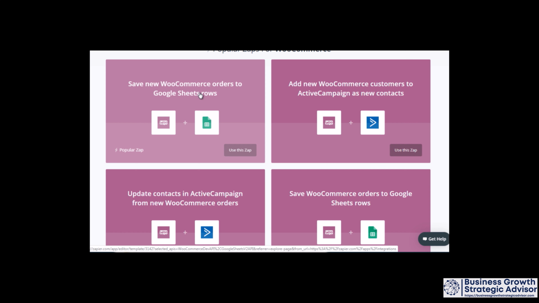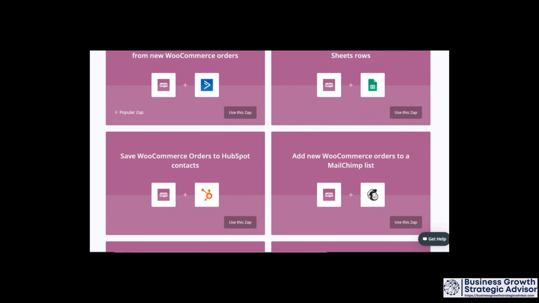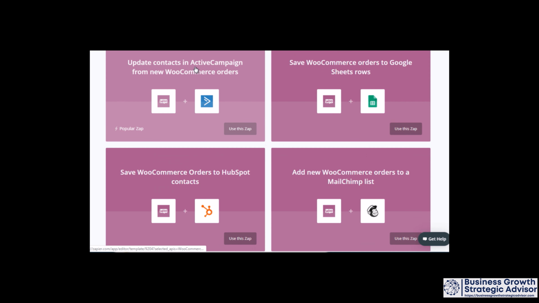So for example, it says save new WooCommerce orders to Google Sheets rows, add new WooCommerce customers to ActiveCampaign as new contacts, update contacts in ActiveCampaign based on new WooCommerce orders. So if customer A comes and then they get added, let's say, to ActiveCampaign, and they purchase product number 1, and then it gets updated. And let's say a month later, they purchase product number 2, 3, 4. That will basically update the system as well.